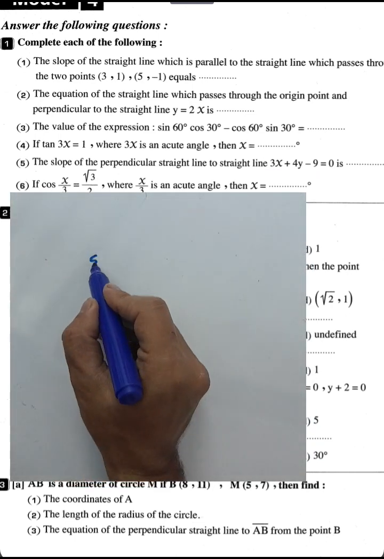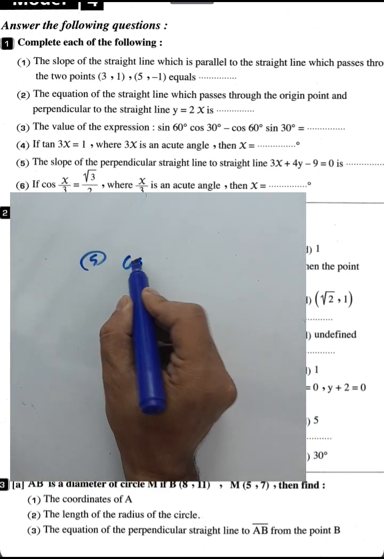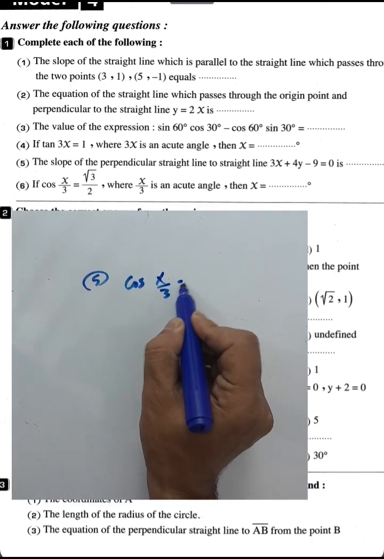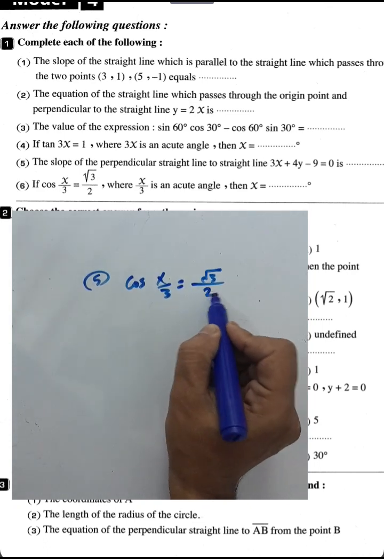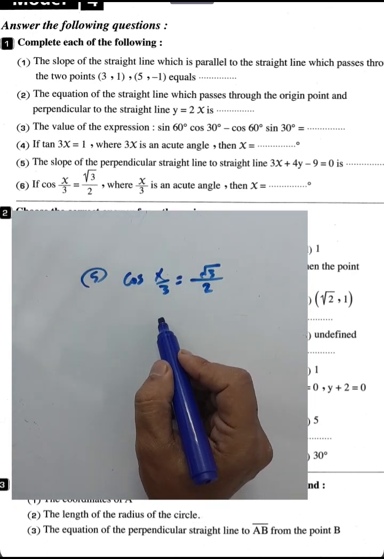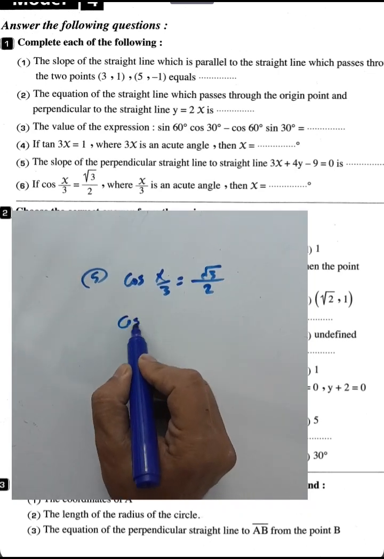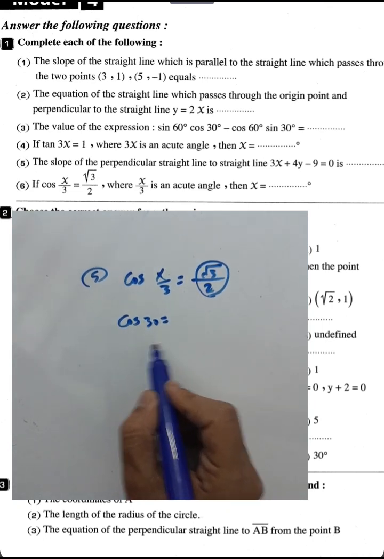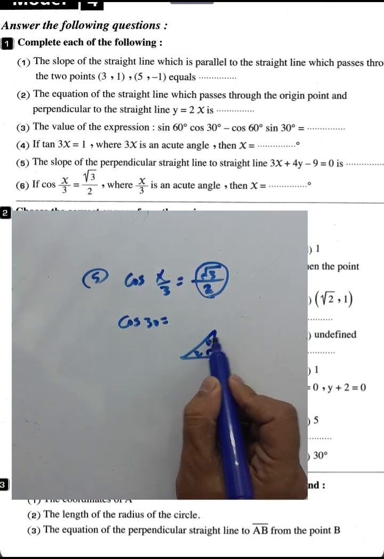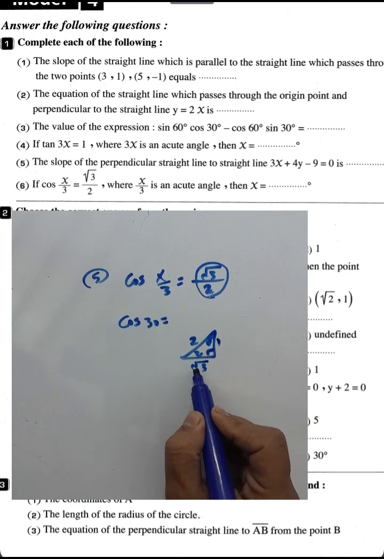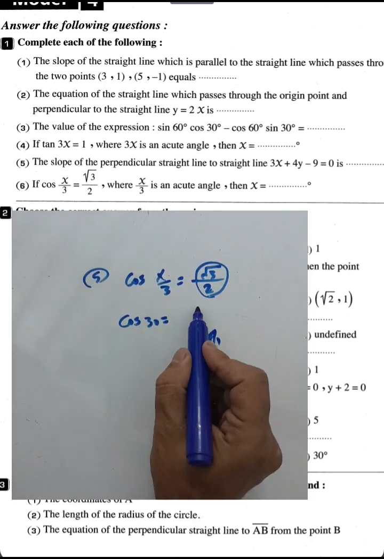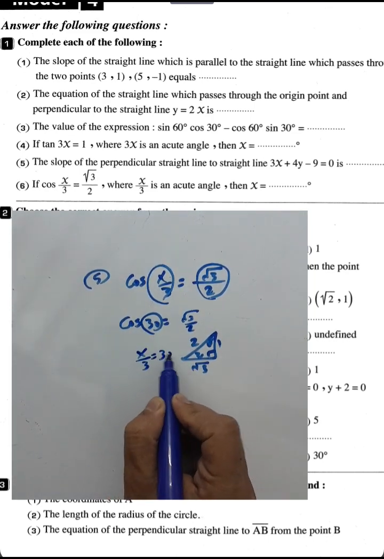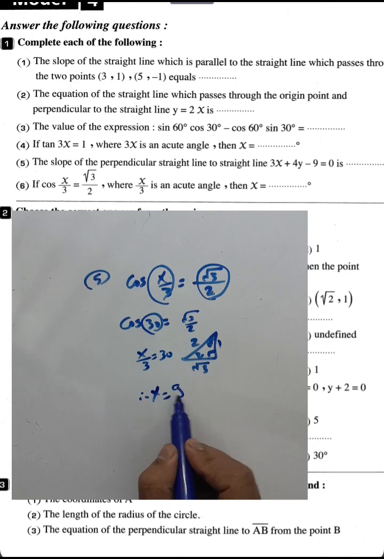Question number 5. If cosine x over 3 equals root 3 over 2, where x is an acute angle, then x equals what? Cosine of what equals this number? Cosine 30. From the right angle triangle, 30, 60, with sides 1, 2, and root 3, cosine 30 is root 3 over 2. Then x over 3 will be equal to 30. Then the value of x equals 3 times 30, which is 90 degrees.